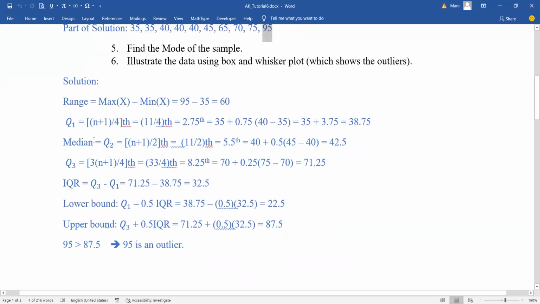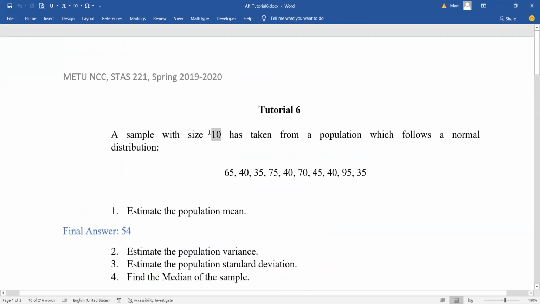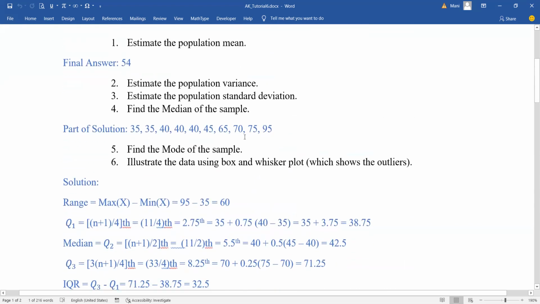So what about the median? I've shown you how we can find it, but for smaller sizes like 10, you can use that method. But what if there is a large amount of data? Then this way is preferred. Q2, which is equal to the median, can be calculated using this formula: n plus 1 over 2, and you find the position. So 11 over 2, which is position 5.5.